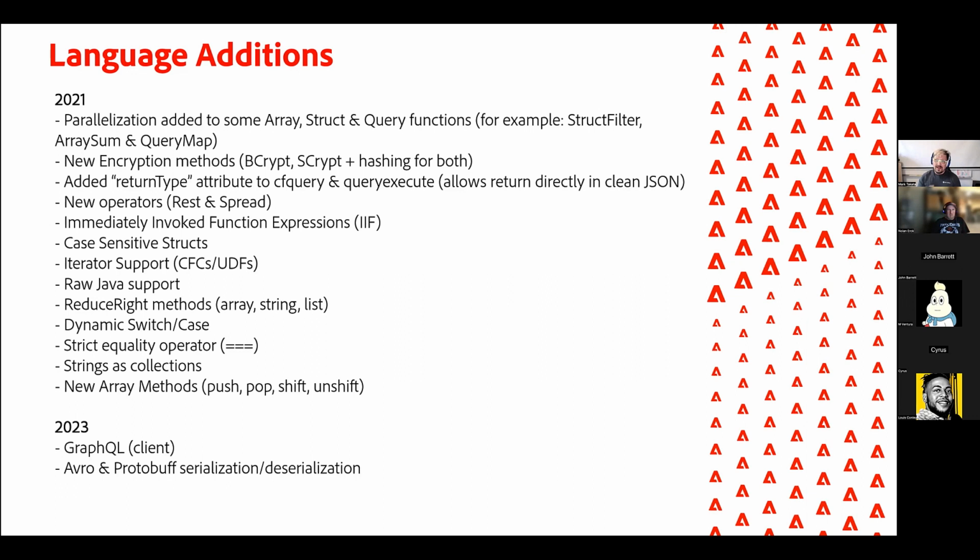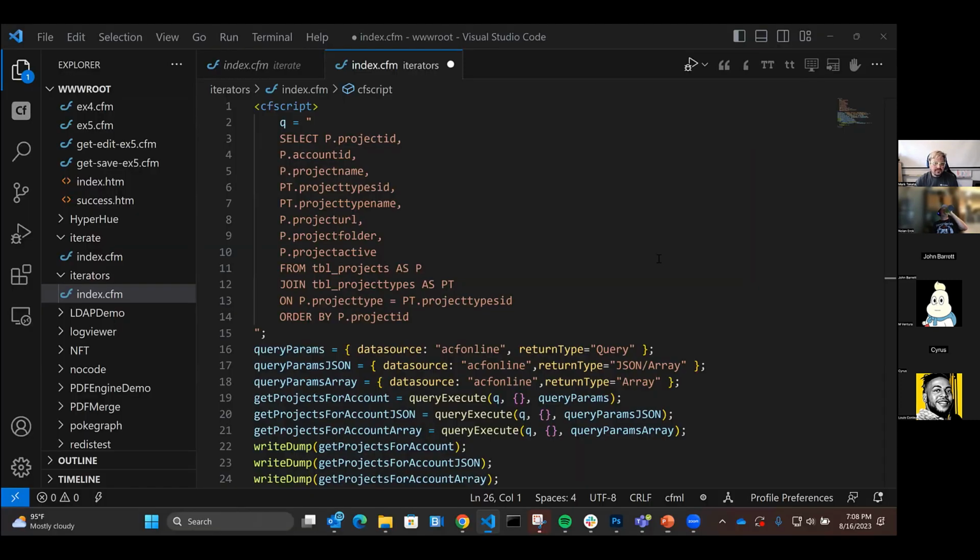And my favorite of all time addition in 21 was adding the return type attribute to both the CF query tag and query execute. And I don't have a lot of code samples, but I have one for this because I like it. So what does that really mean? Well, let me kind of show you here. This is a page that's going out, and this is CF script, by the way. And at the top, I'm creating a SQL statement, and then I'm putting some params together. I actually have 3 different sets of params. Each of these has a different return type.